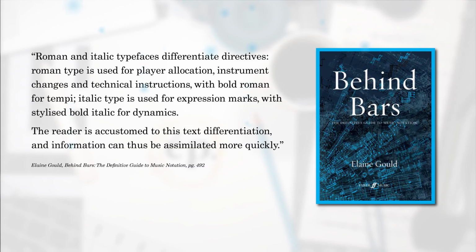Roman and italic typefaces differentiate directives. Roman type is used for player allocation, instrument changes, and technical instructions, with bold Roman for tempi. Italic type is used for expression marks, with stylized bold italic for dynamics. The reader is accustomed to this text differentiation, and information can thus be assimilated more quickly.